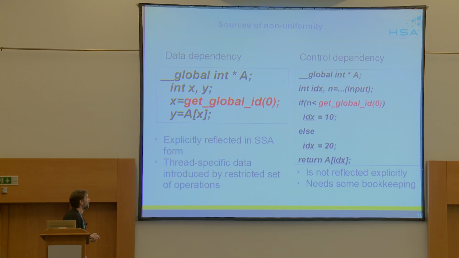And another source is control dependency. Let's say we have a branch, and we have two paths of execution, and the same variable is assigned different values along these paths. And then we use this variable. There is no explicit data dependency that may be reflected by SSA, so we need some tricky things to account for this.